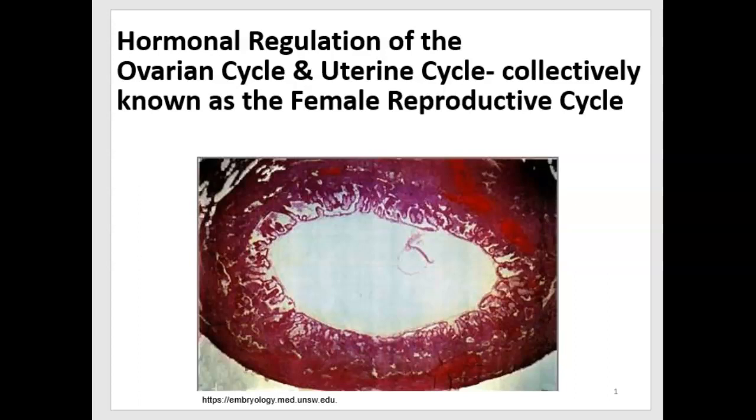It's on the female reproductive system, and it covers the hormones that regulate both the ovarian cycle and the uterine cycle. Collectively, we call this the female reproductive cycle because the cycle of the two organs are so closely linked.